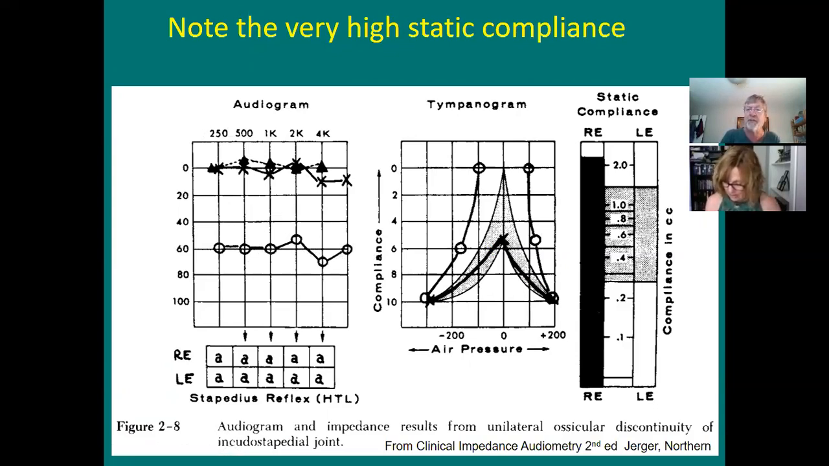Ossicular discontinuity. Look at the tympanogram. It's off the board for the right ear. Left ear normal, and notice the shaded area showing you what's normal. And the right ear off the board. Okay, AD.